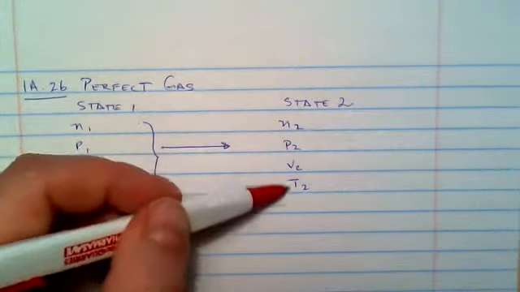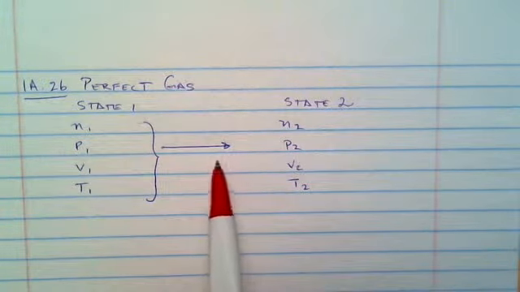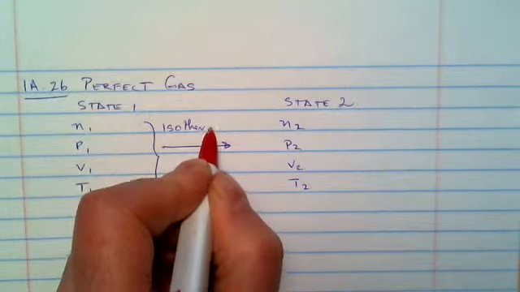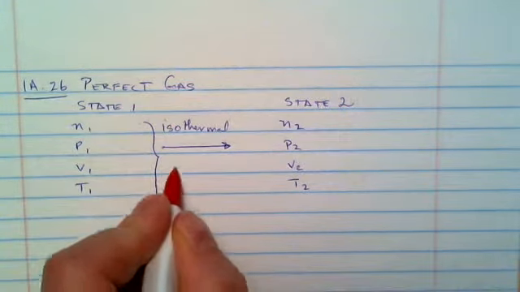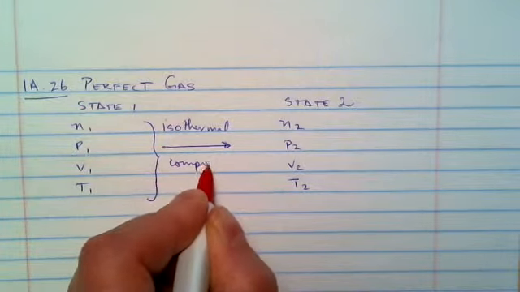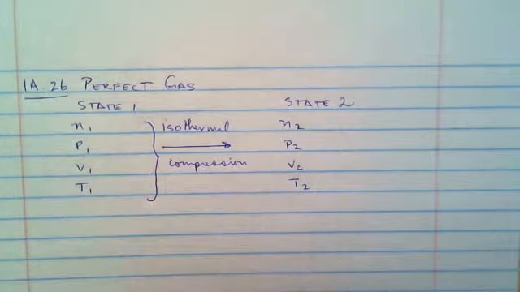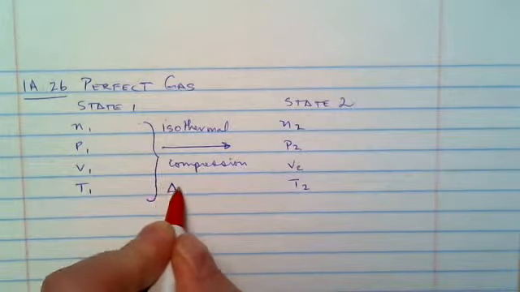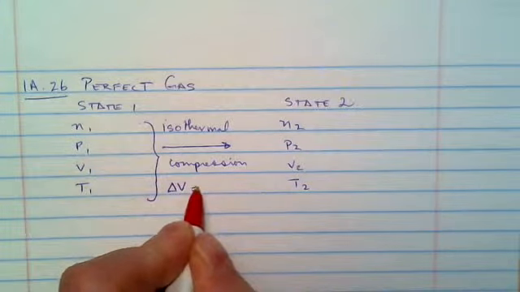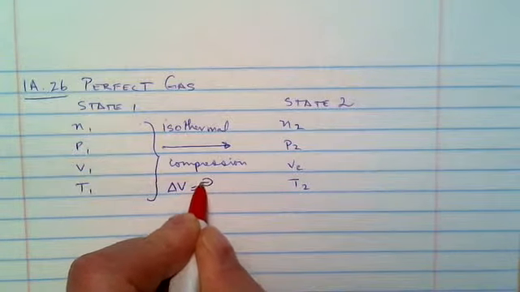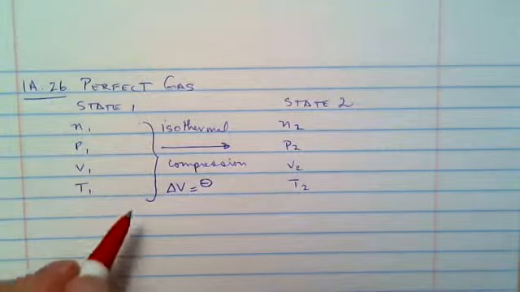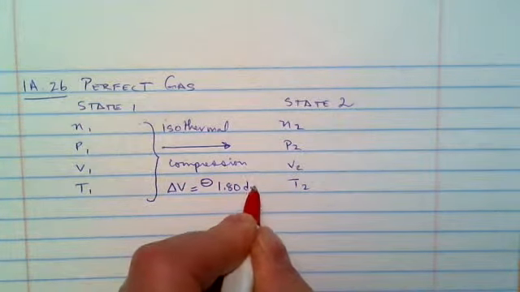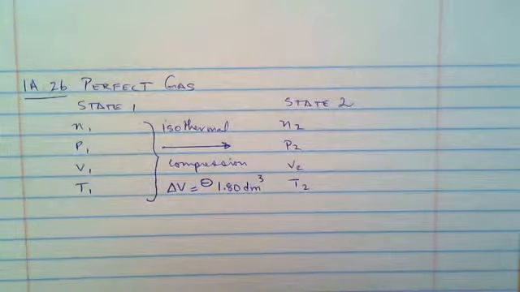What do we know about this? What do we know about state 2? And what do we know about the process? We know the condition, it's isothermal, and the process is compression. We also know that the volume changes by, and since it's a compression, I know that the volume is going to get smaller, so it changes by negative 1.80 dm cubed. So I'm putting that there.